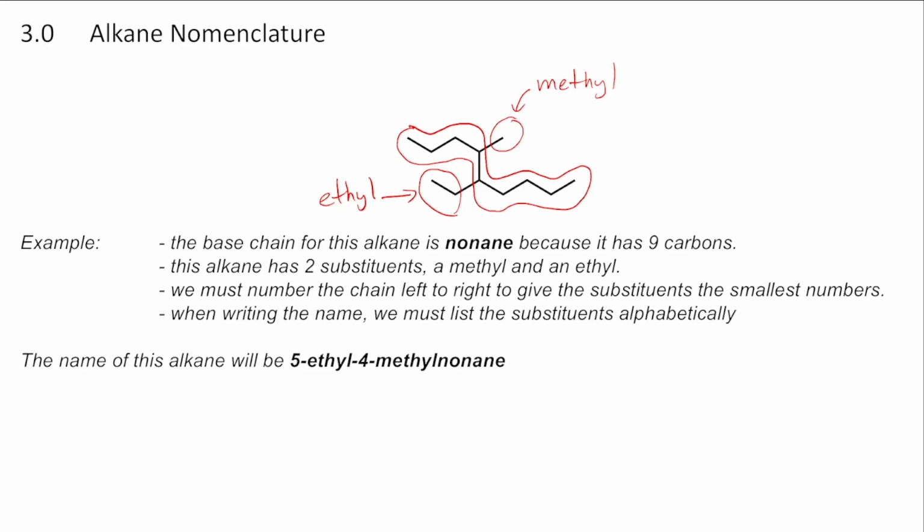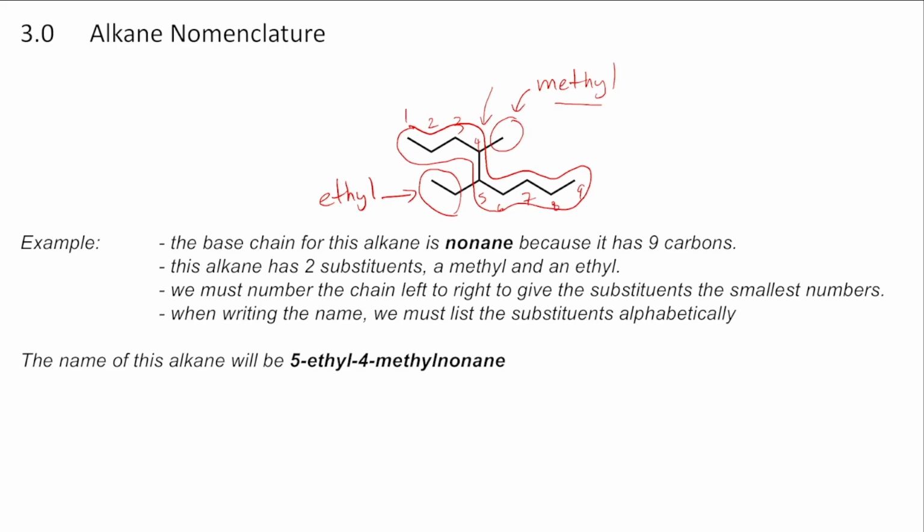Okay. Next thing we have to do is number this chain. We could start from left to right and get 1, 2, 3, 4, 5, 6, 7, 8, 9. Or if we went from the other direction, you would get these numbers. I'm not going to even write them out. In this example, the first substituent we come across is methyl, and it comes at carbon 4. If we went in the other direction, the first substituent we would come across would be ethyl, and it would get number 5. So we want to choose the numbering system I already put down because we want the first substituent we hit to have the lowest possible number.